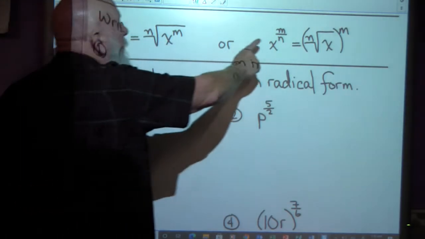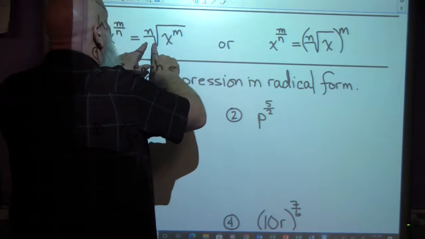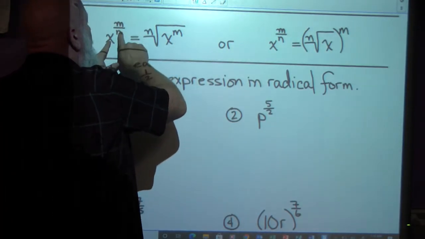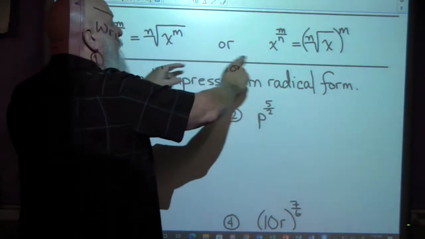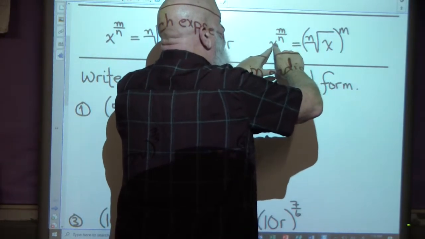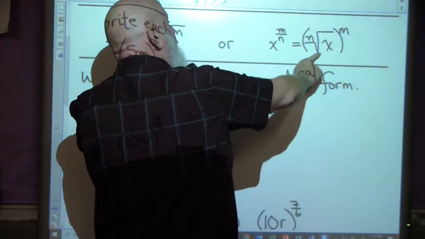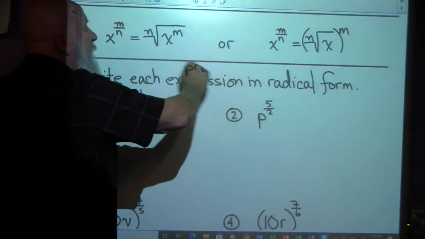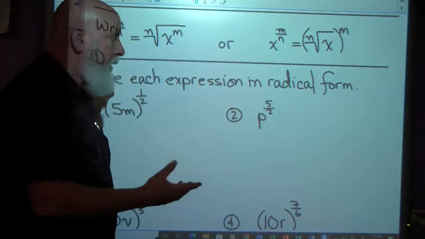If you look at this one here, this expression is equal to x over x to the m minus n, and this expression is also equal to x to the m minus n. So these two have to equal each other. This and this are just two ways of saying the same thing.